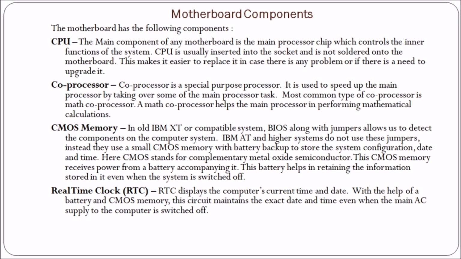CMOS memory. In old IBM XT or compatible systems, BIOS along with jumpers allows us to detect the components on the computer system. IBM 80 and higher systems do not use these jumpers. Instead, they use a small CMOS memory with battery backup to store the system configuration, date and time. Here CMOS stands for complementary metal oxide semiconductor. This CMOS memory receives power from a battery accompanying it. This battery helps in retaining the information stored in it even when the system is switched off.